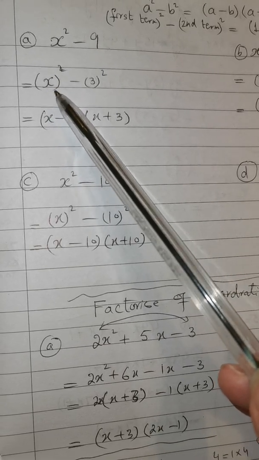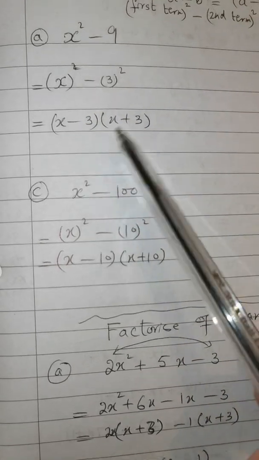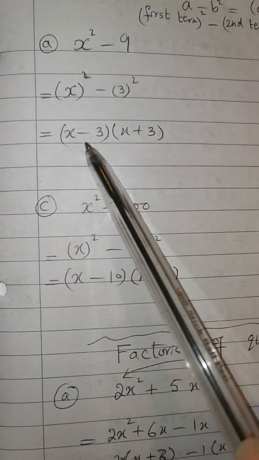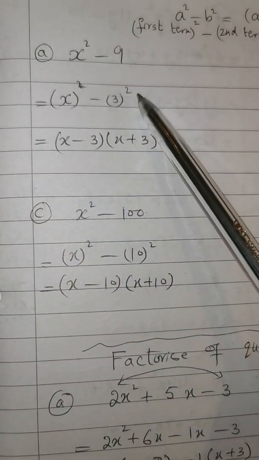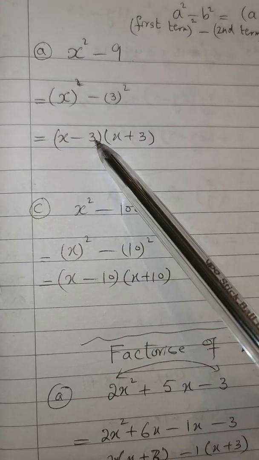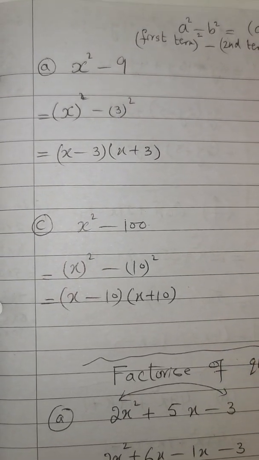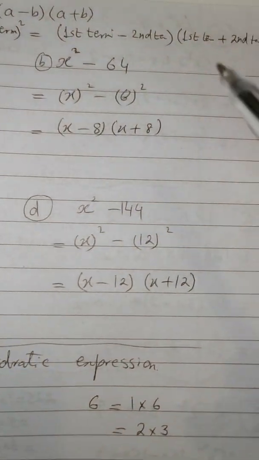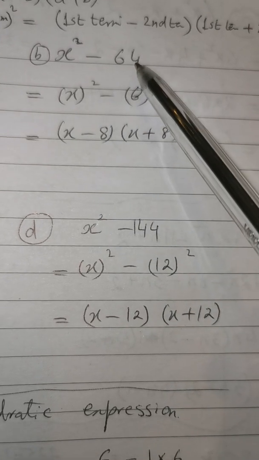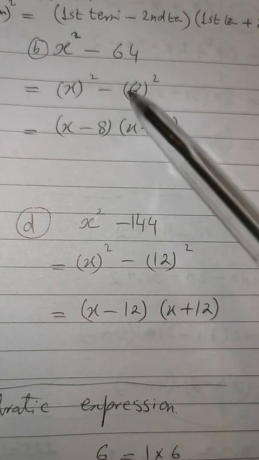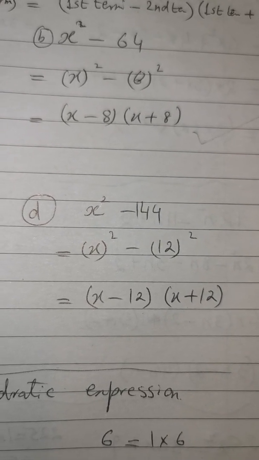So I will write here x minus 3 first time and multiply by x plus 3. Between them you will write the signs plus and minus, but you will write them without square here. A square minus b square form, and then you will write a minus b into a plus b. So in this way we will apply this formula. This is so simple if you get it. Second example, x square minus 64. First term is the whole square of x, second term is a whole square of 8. So I can write it x minus 8, x plus 8, and that will be our answer, right?